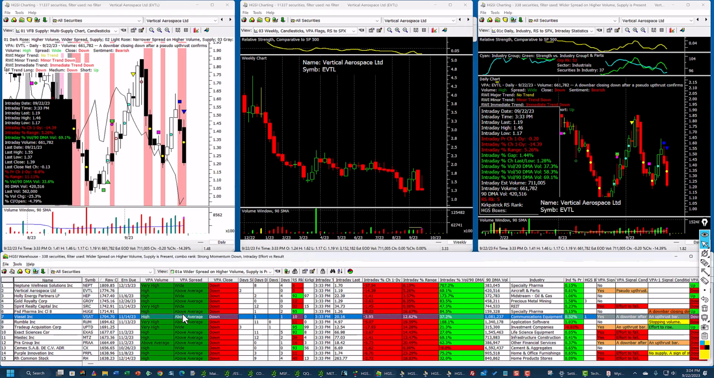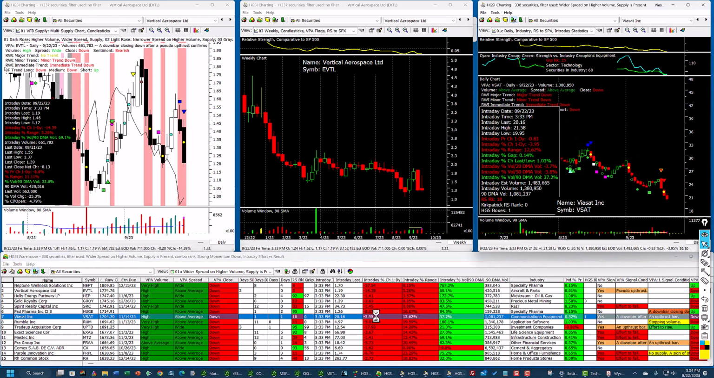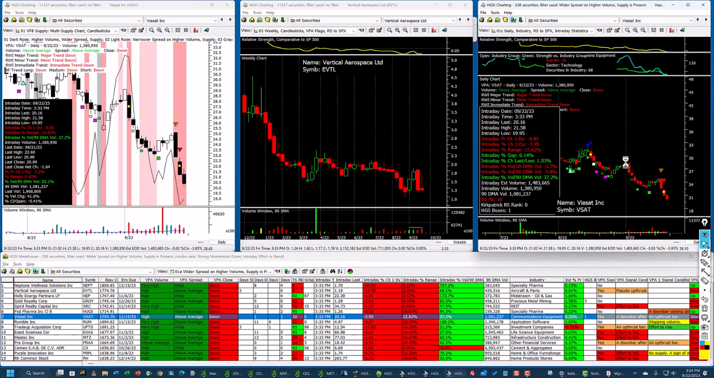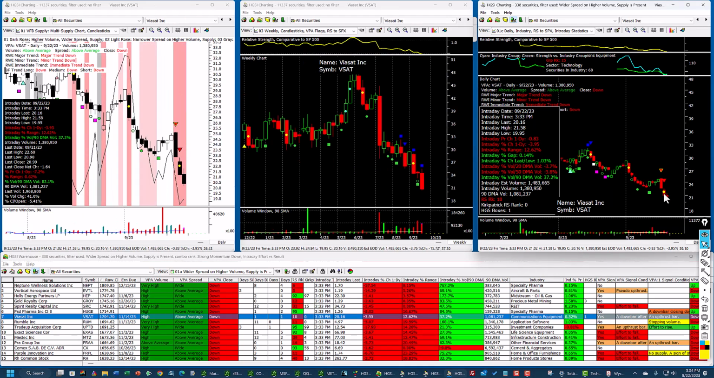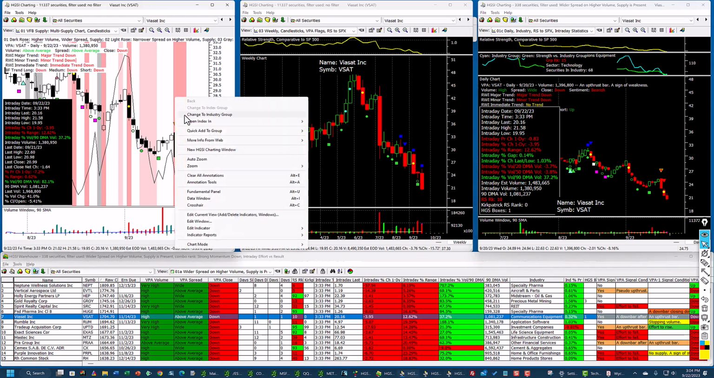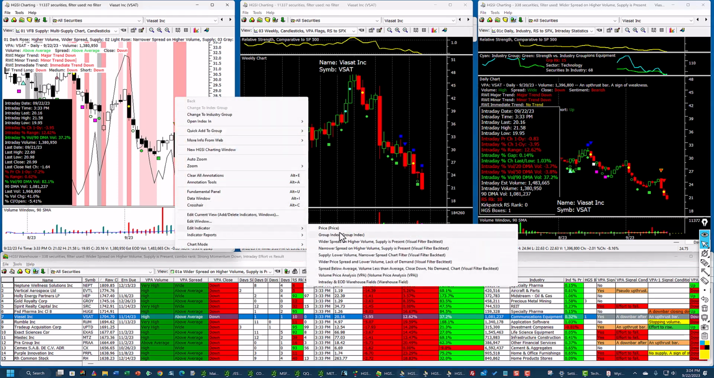Viasat, volume high, above average spread, and down. And communication equipment. And this is the way it looked yesterday, and there's where the signal was. The short call was right here. This is a weekly. Clearly been weak, and then you can see this bar going down. If I edit the indicator, and I'm looking for supply here. Wider spread on higher volume, supply is present.